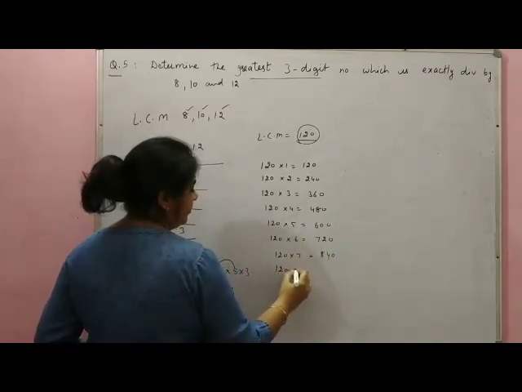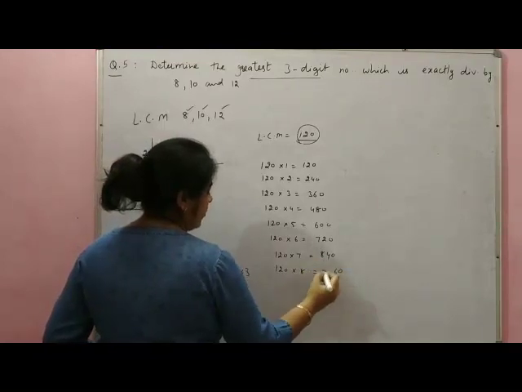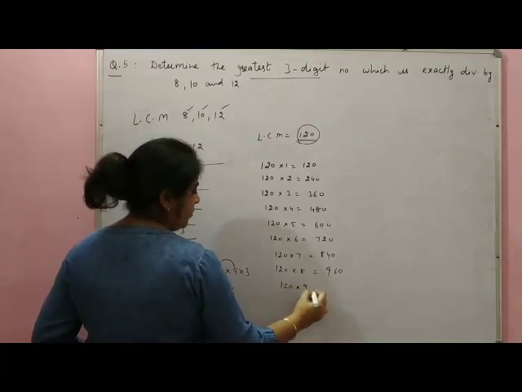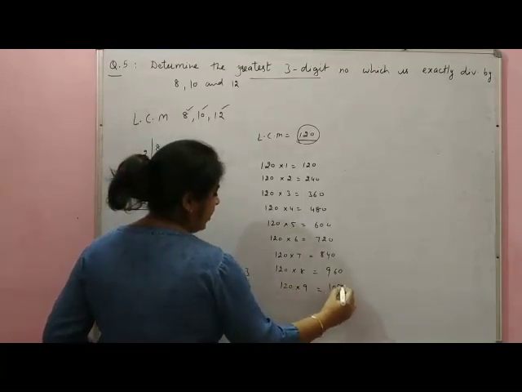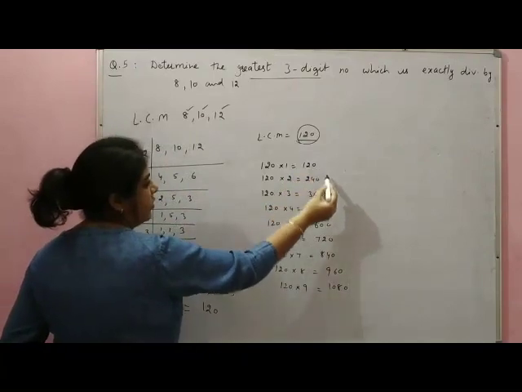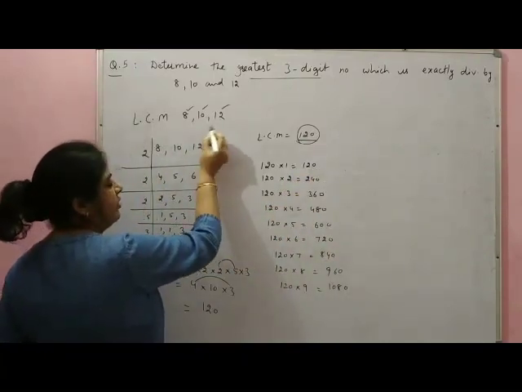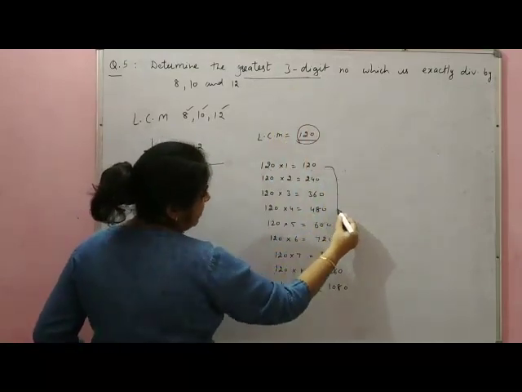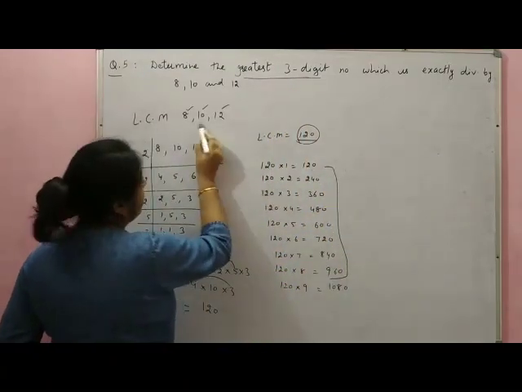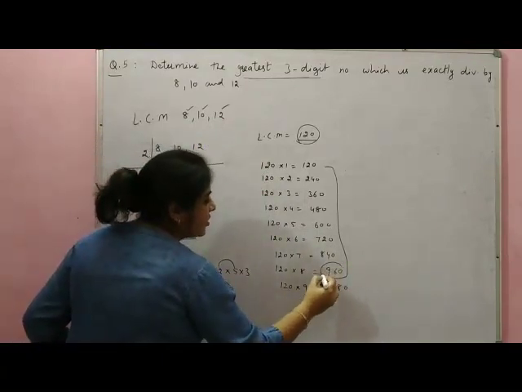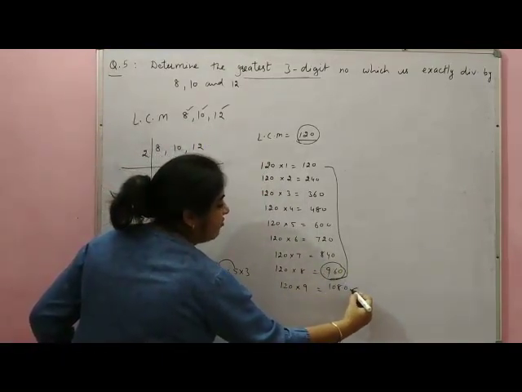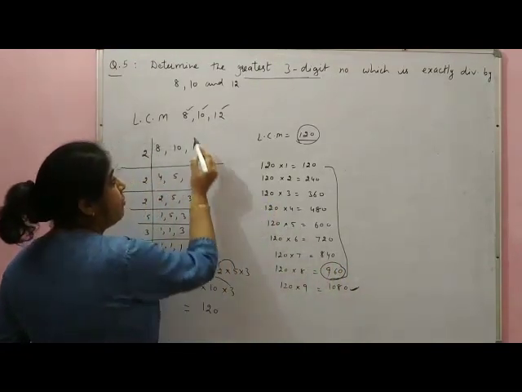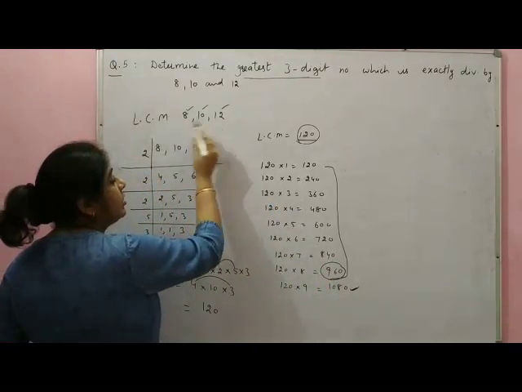840, 960, 1080, and so on. We have all these multiples divisible by all 3 numbers, but we have to find the greatest 3-digit number. All these are 3-digit numbers divisible by all 3 numbers. Which one is greatest? This one. From here we are getting a 4-digit number. So 960 is your greatest 3-digit number which is divisible by all 3 numbers.